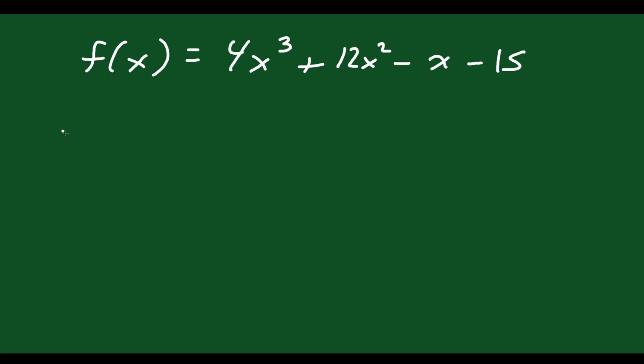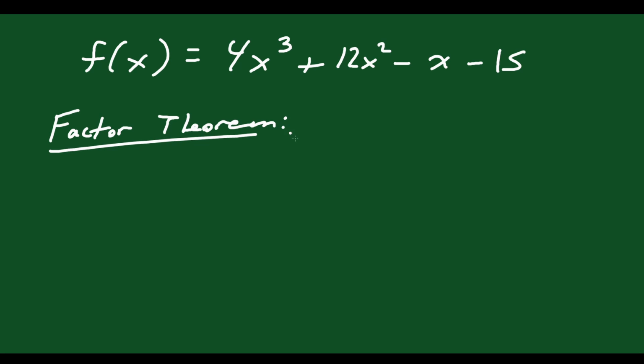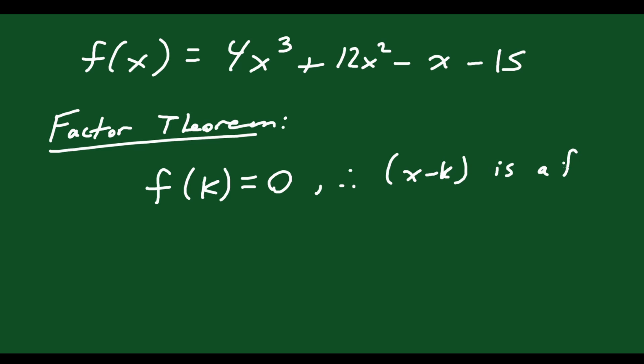So what we have to use is the factor theorem. Okay? And the factor theorem states that when you have f at k equals 0, you could say that therefore x minus k is a factor. Now let's think about what this means. If you plug in a particular value for x, like x equals 1, and this whole thing turns into 0.